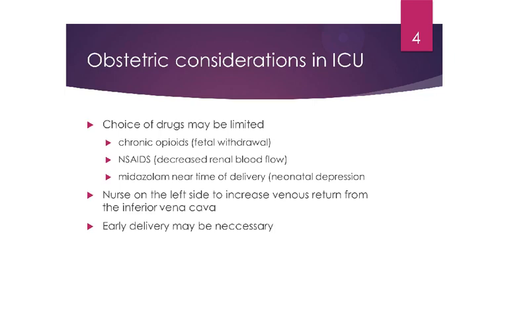So we need to nurse our obstetric patients on the left side, and that's to increase venous return from the inferior vena cava. And because of the pressure that can be placed on the inferior vena cava, that can actually reduce venous return, so that's why it's very important to make sure they're nursed on the left side. And in some patients, early delivery may be necessary. They may need an emergency C-section if baby's life's at risk.